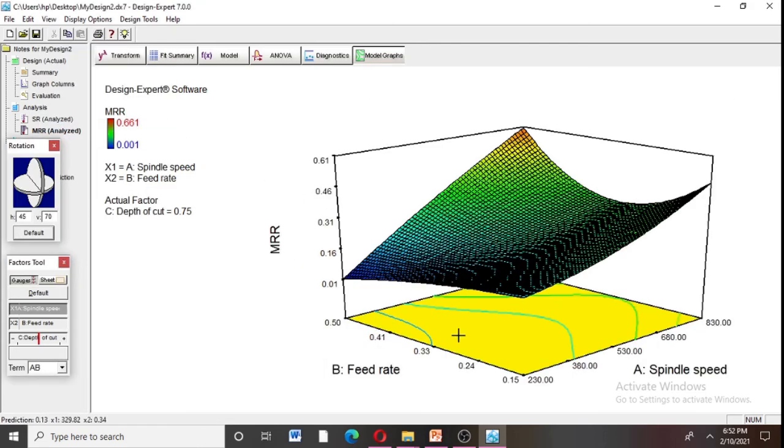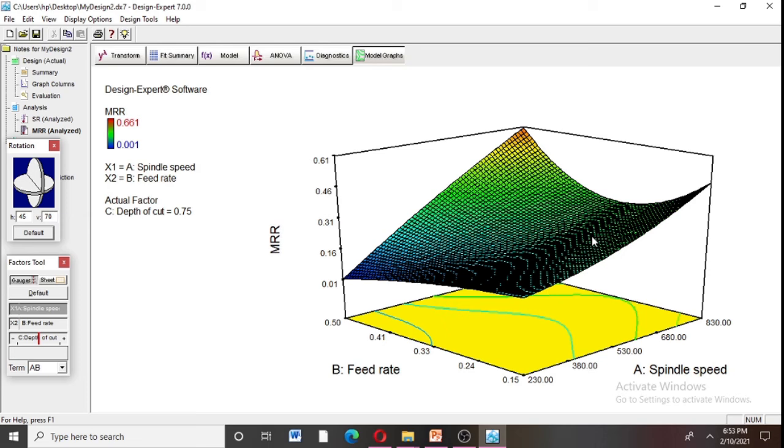You see, with an increase of spindle speed, the material removal rate increases according to this plot. On the y-axis there is feed rate. With an increase of feed rate, the material removal rate reduces. So the interaction effect is available, because this response surface shows a curvilinear shape. But if the plane is parallel to the bottom plane, there is no interaction effect, so you won't consider the interaction effect term.